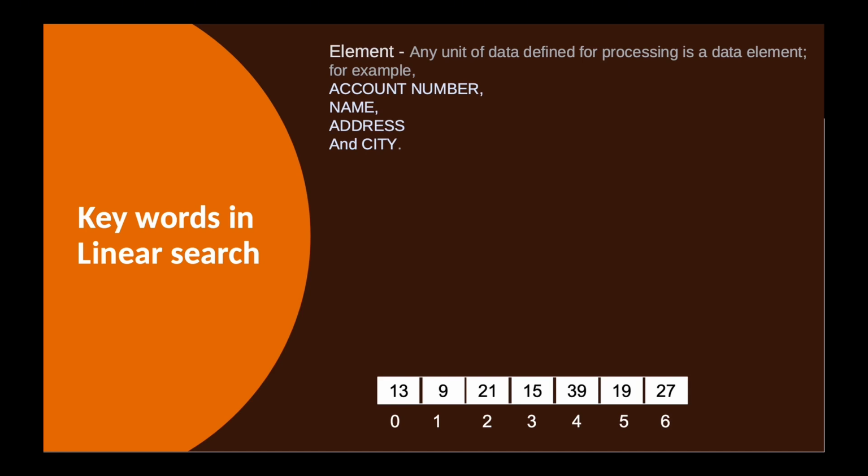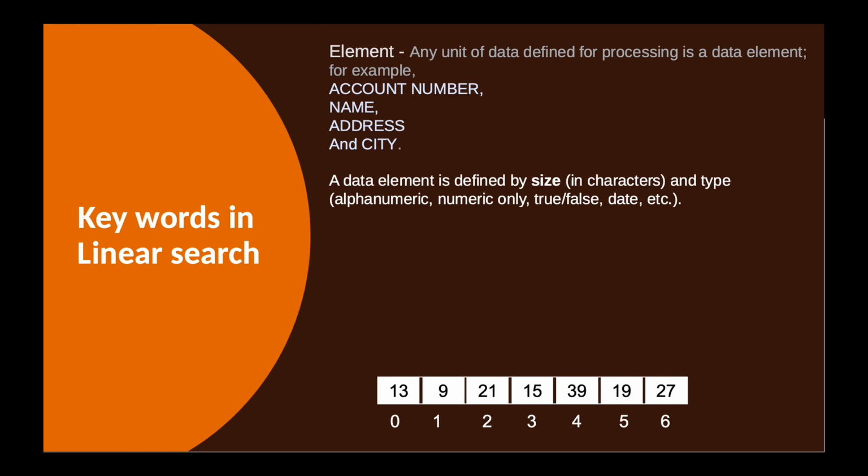Now, let's take a keynote. A data element is defined by size, which is in characters, and type, which is alphanumeric, numeric only, true or false, dates, etc. So it means that our element comes in size, which is in characters, and also comes in type, which is alphanumeric, numeric only, true or false, date, age, etc.